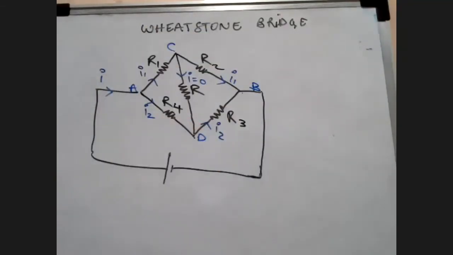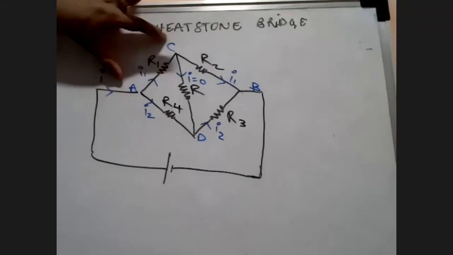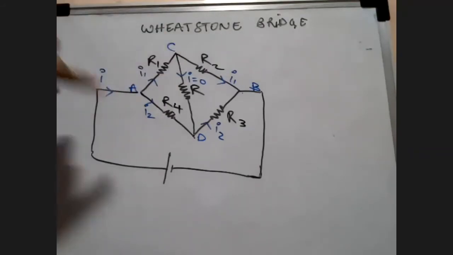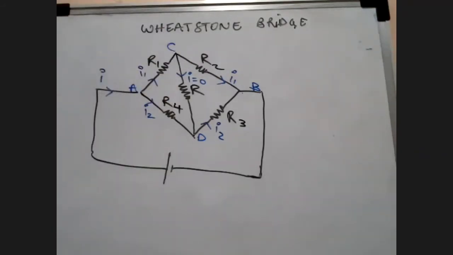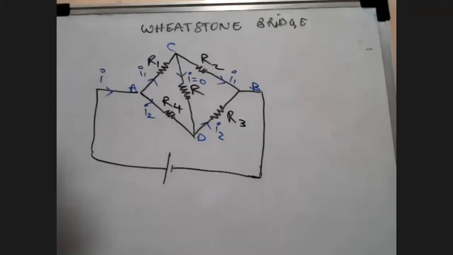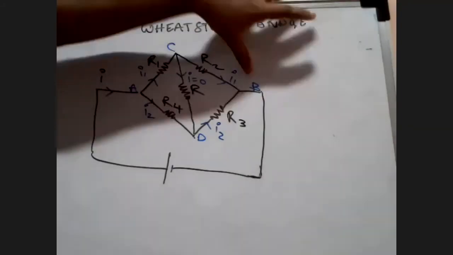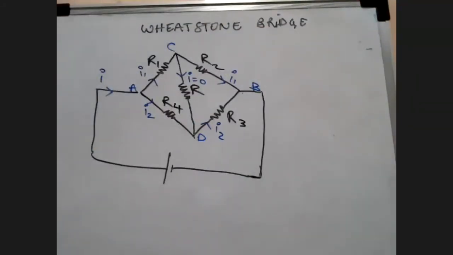Similarly, let's say that these points are A, this is B, this is C, and this is D. What can I say about the potential difference across A and C? Of course, take all the magnitudes of the resistances to be the same, all having capital R as the resistance. In that case, the potential difference across A and C and the potential difference across C and B are same or different?